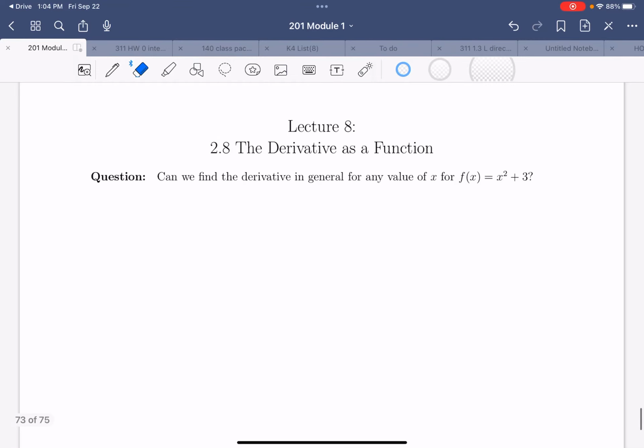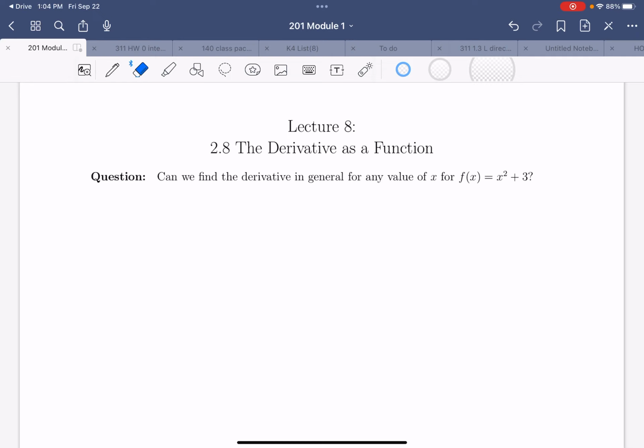Hi there, this is lecture 8 on section 2.8, the derivative as a function. So if you notice when we did the practice problems from the last section, I was asking you to do more than 1 point. I wanted to know what is the instantaneous rate of change for this function at more than 1 point. And each time you had to start over and take a whole limit for each one. And that's a lot of work.